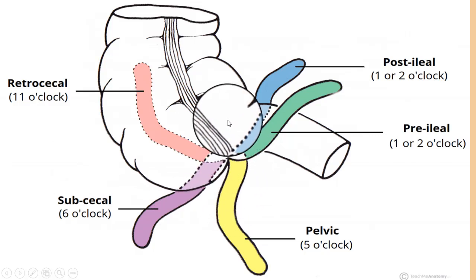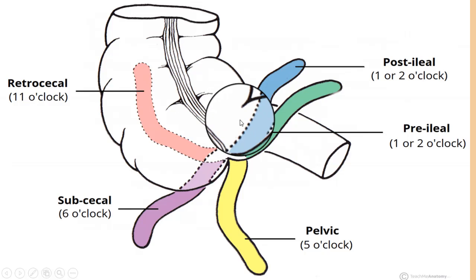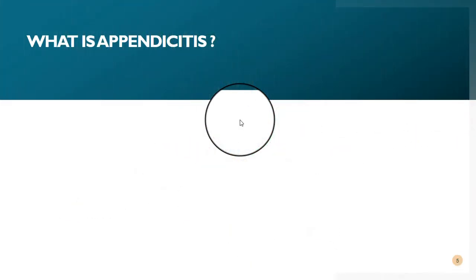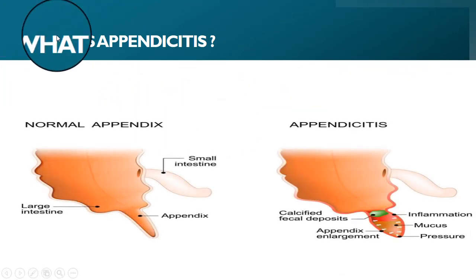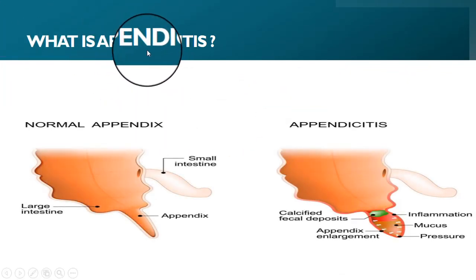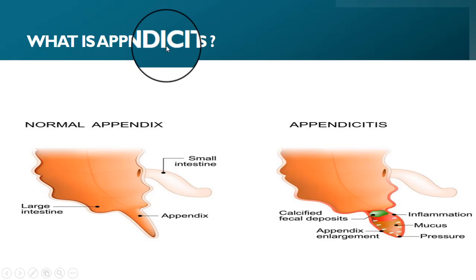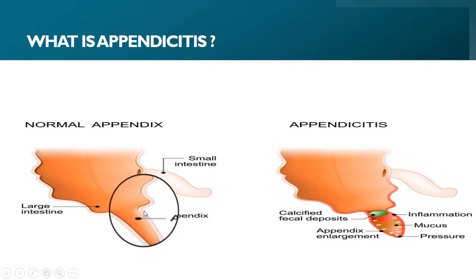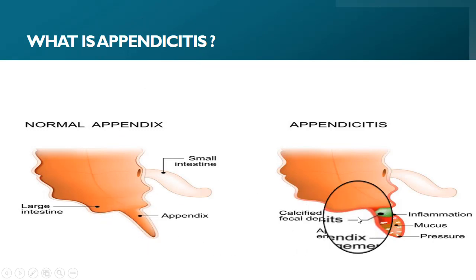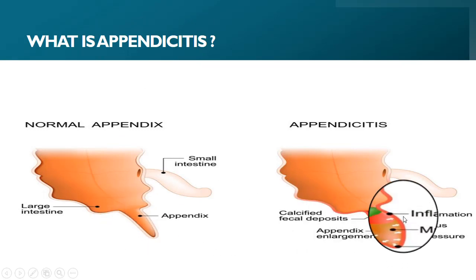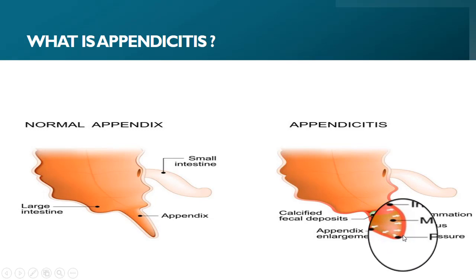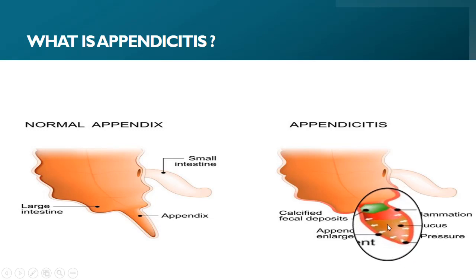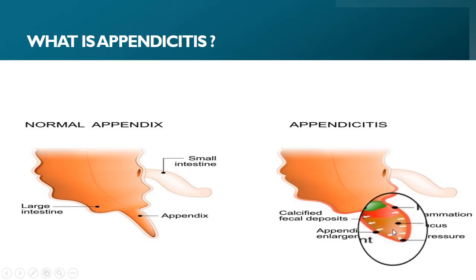Now next we will discuss what is appendicitis. What do you understand by the term appendicitis? So let's talk about it. Appendicitis is a condition in which the appendix becomes inflamed and is filled with pus, causing pain. This happens when your appendix becomes inflamed, and it can be chronic or acute.